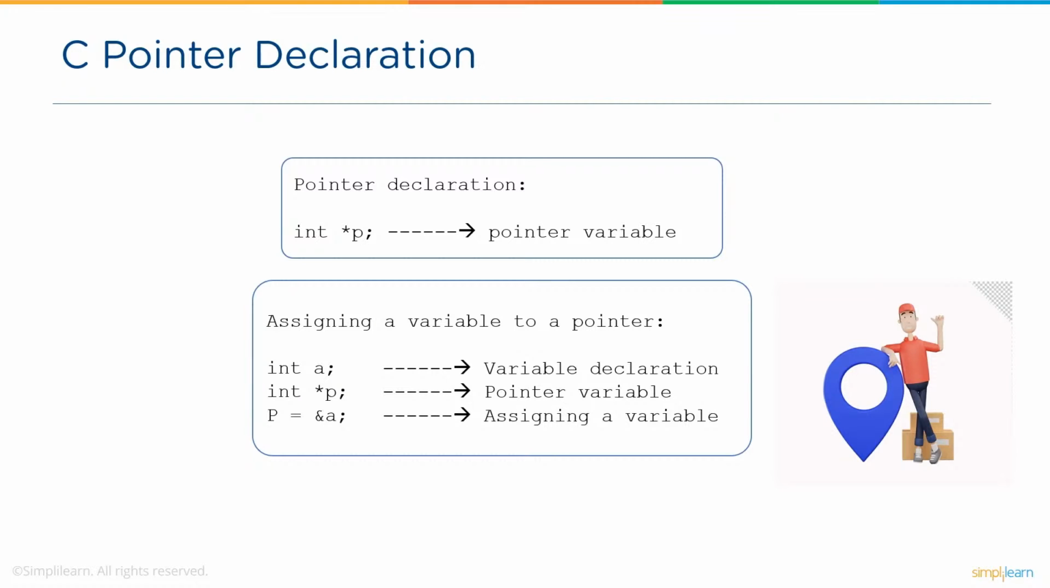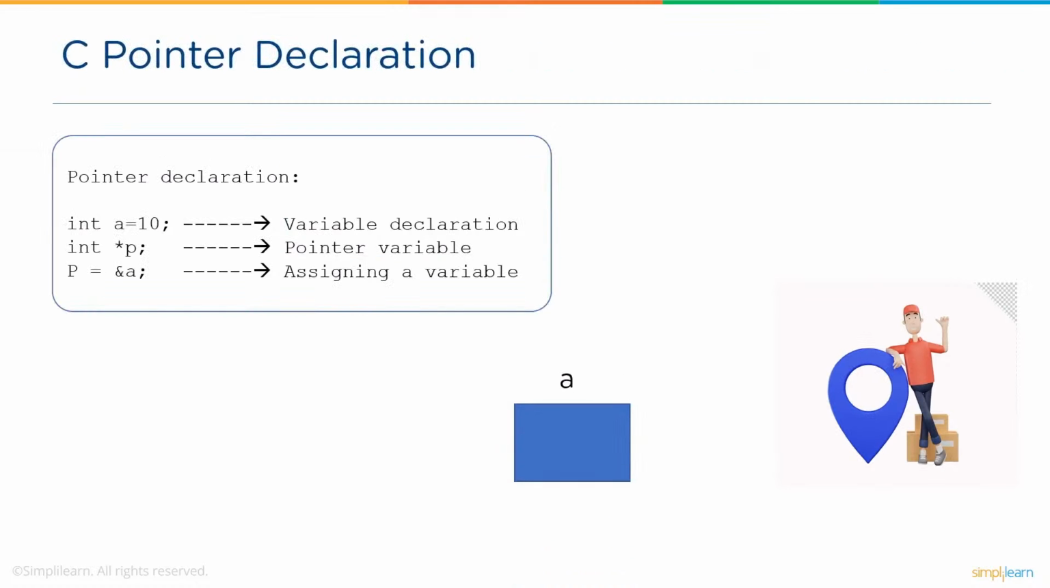Now let's look at the diagram and understand how pointers work in C language. So basically, when we declare a variable, memory is allocated and the value of the variable is stored in that memory at some address. In this example, let's consider the address to be 2000. Similarly, when a pointer is declared, memory space is allocated at address 1000 and the value stored in that memory is the address of variable a.